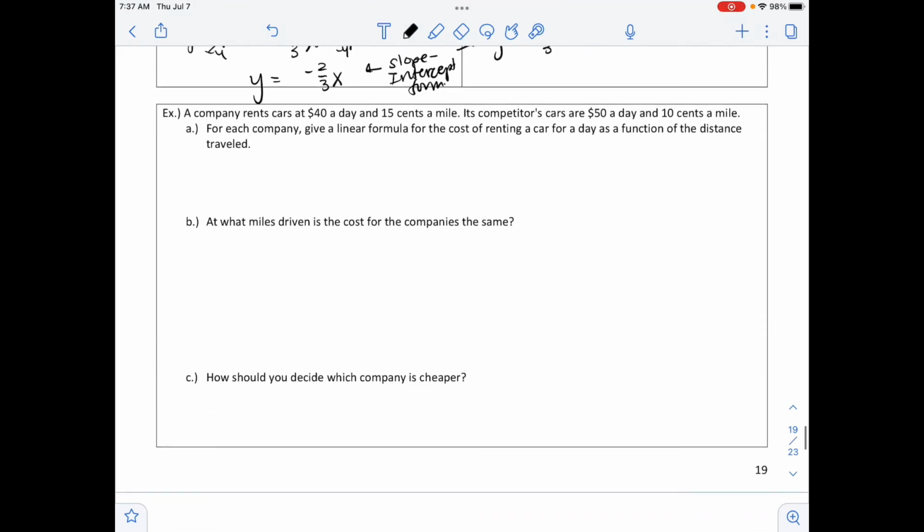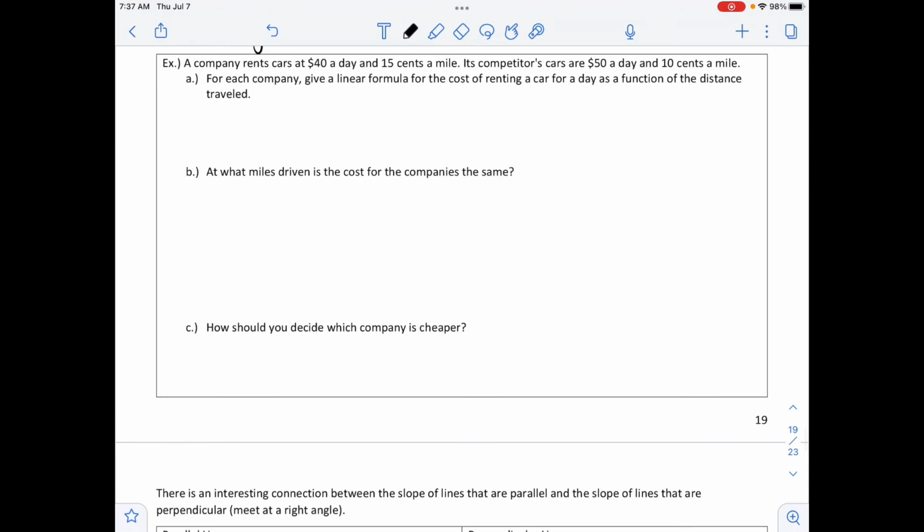The example right below says a company rents cars for $40 a day and 15 cents a mile. Its competitors' cars are $50 a day and 10 cents a mile. Part A says for each company, give a linear formula for the cost of renting a car for a day as a function of the distance traveled.